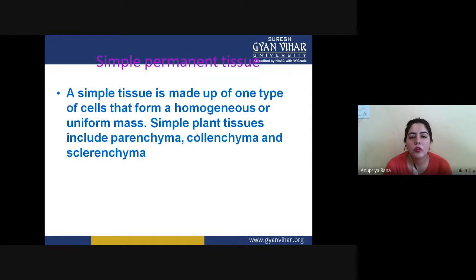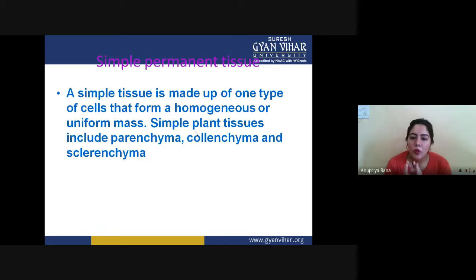So initially, if we talk about the simple permanent tissue, what happens here? They are basically made up of one type of cell, and that forms homogeneous or uniform masses. So all the cells present inside the simple permanent tissue have the same kind of structure and function. So on the basis of that, we can divide plant cells into two broad categories: the plant cells can be homogeneous cells, and plant cells can be heterogeneous cells.